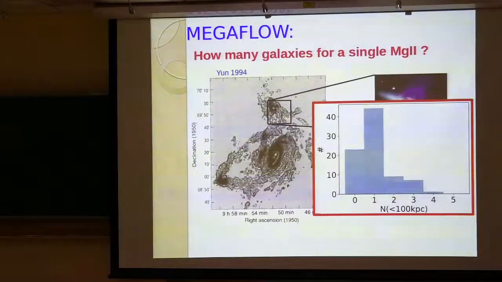This is the histogram from our MUSE megaflow survey. Now, for a large sample of 80 pairs, the majority of the pairs in the sample, so the number of galaxies within 100 kiloparsec, show that there's only one galaxy per 100 kiloparsec. Very rarely we see more than one galaxy. Sometimes we do see groups with two or three galaxies, but it's very rare.